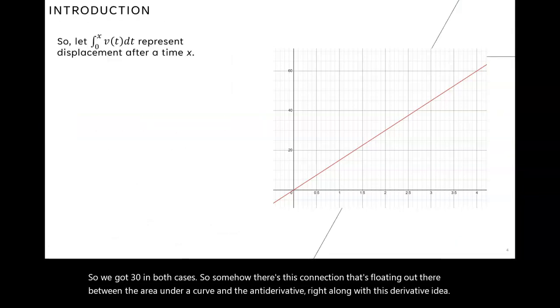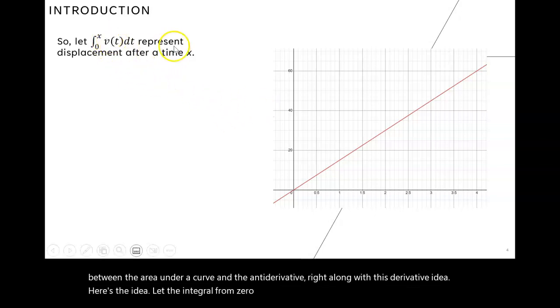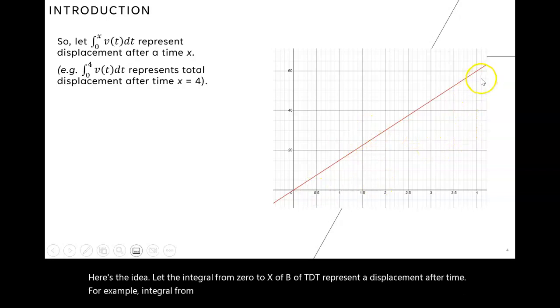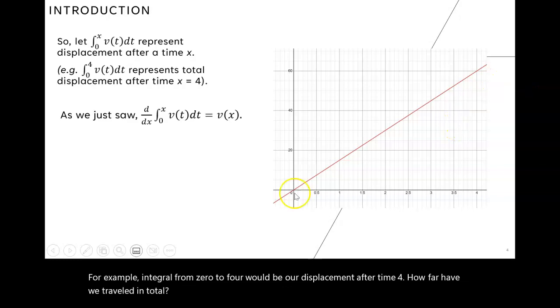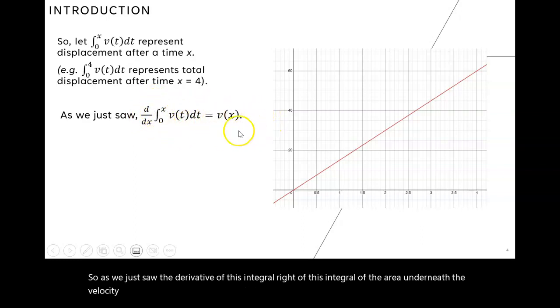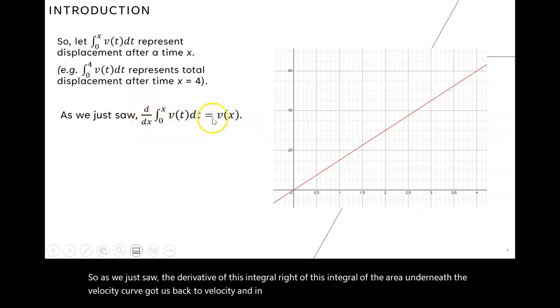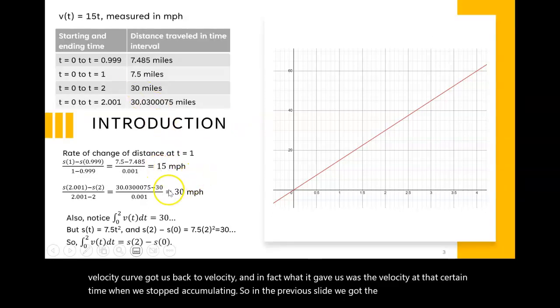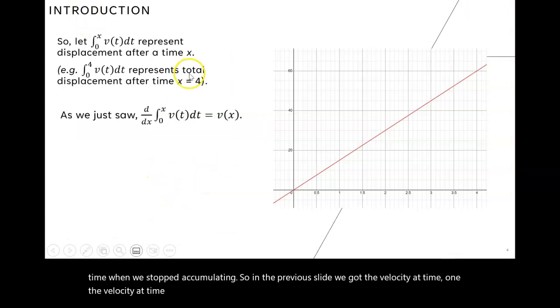Here's the idea. Let the integral from 0 to x of v of t dt represent a displacement after time x. For example, the integral from 0 to 4 would be our displacement after time 4. How far have we traveled in total? As we just saw, the derivative of this integral, the area underneath the velocity curve, got us back to velocity. And in fact, what it gave us was the velocity at that certain time when we stopped accumulating. So in the previous slide, we got the velocity at time 1 and velocity at time 2. And if we were stopping at time 4, we would find the velocity at time 4.